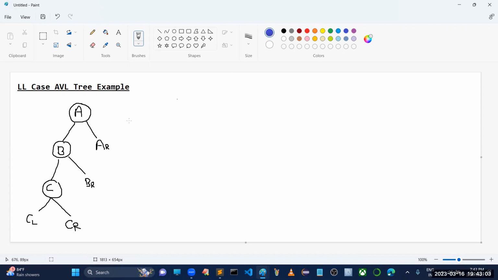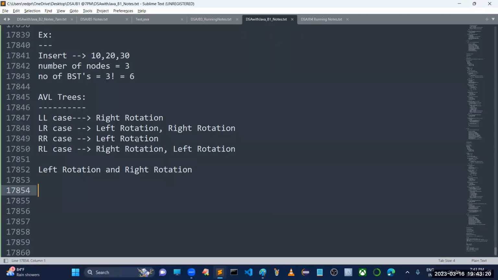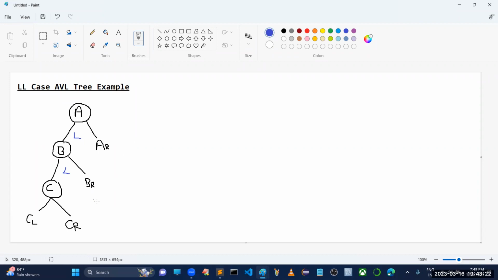In this, which rotation do we have to apply? This one will become a left subtree, and this one is also a left subtree. It is unbalanced. So which rotation do we have to do? LL, as I told very clearly, means we have to do right rotation. Okay, right rotation.